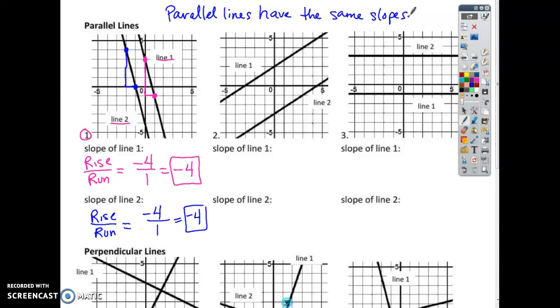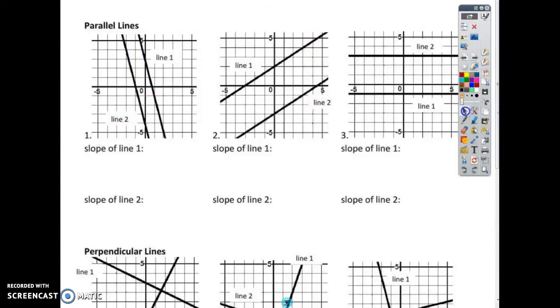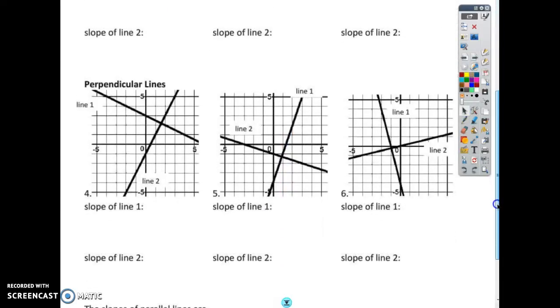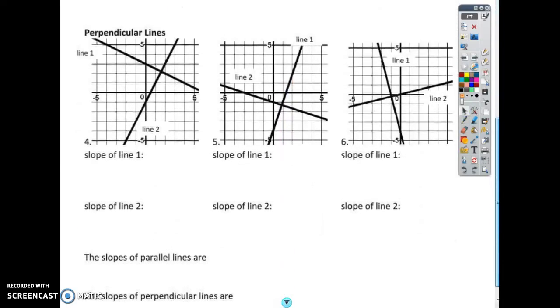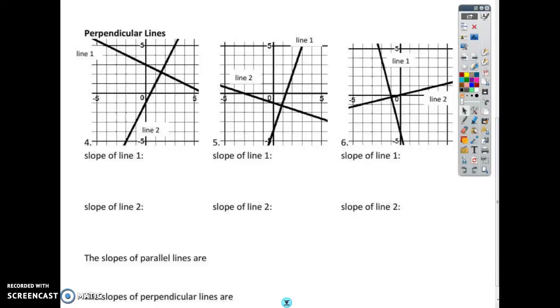Okay, and let's go investigate what happens with perpendicular lines. Because if this is what it looks like for it to have the same slope, what do you think is going to happen with perpendicular lines? They're going to have different slope, right? But what kind of different slope? So we're going to find that out right now.